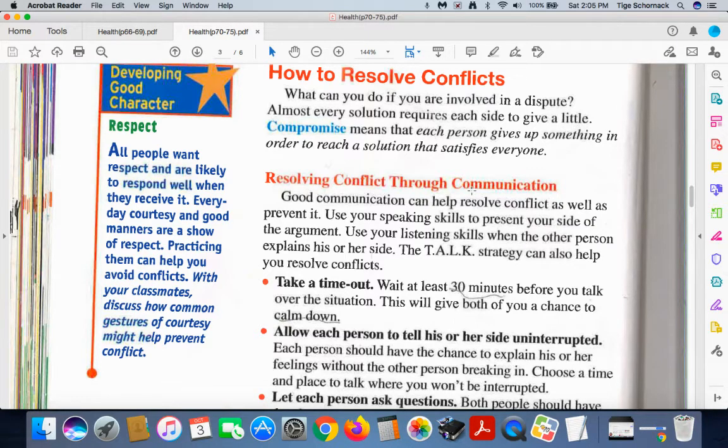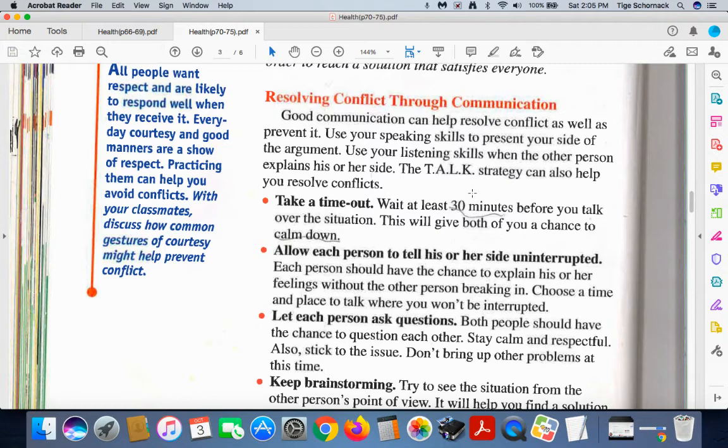Unpause. Resolving conflict through communication. Good communication can help resolve conflict as well as prevent it. Use your speaking skills to present your side of the argument. Use listening skills when the other person explains his or her side. The TALK strategy can help resolve conflicts. I would suggest taking notes on this.